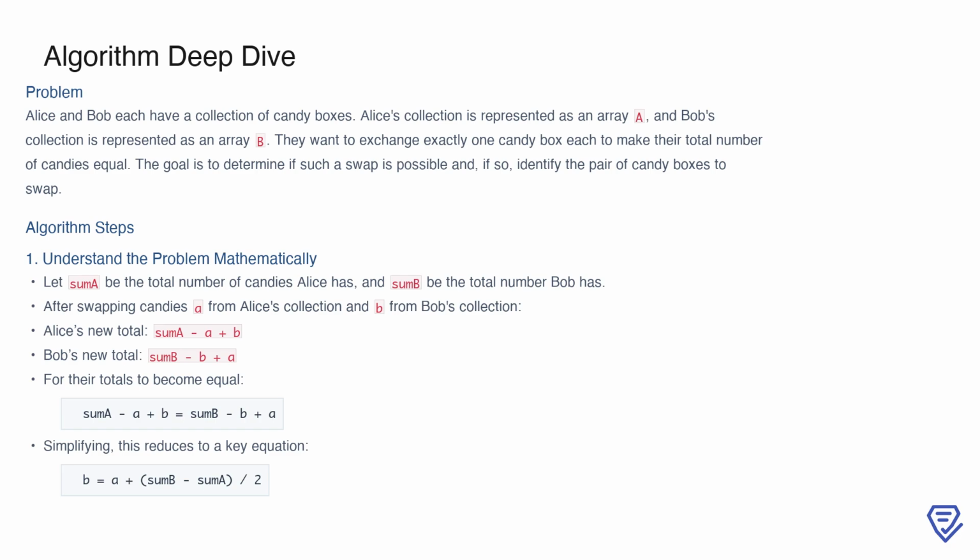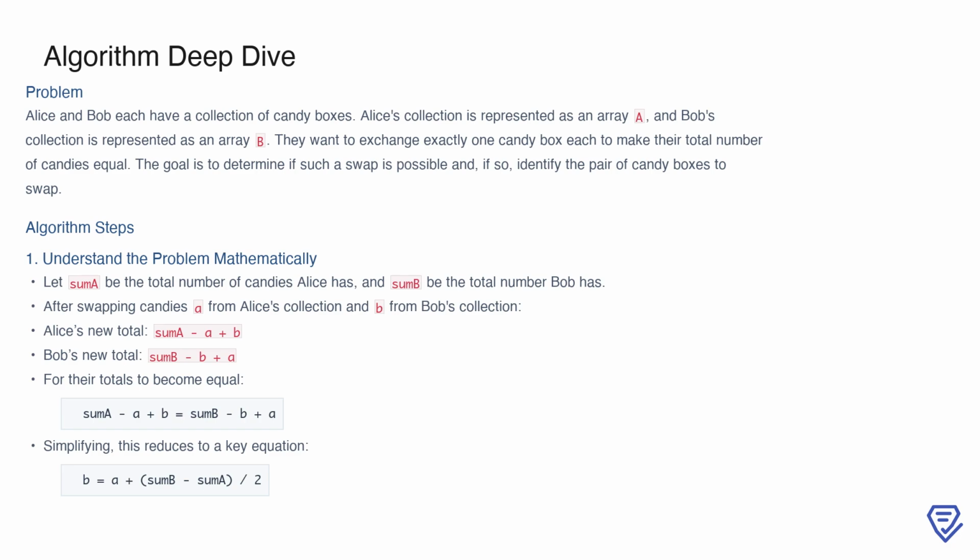Mathematically, we start by calculating the total number of candies each has, denoted as sumA for Alice and sumB for Bob. After swapping a candy box a from Alice's collection with a candy box b from Bob's collection, Alice's new total becomes sumA - a + b, while Bob's new total becomes sumB - b + a. For the totals to be equal, this leads to the equation sumA - a + b = sumB - b + a. Simplifying further, we derive a key equation, b = a + (sumB - sumA)/2.